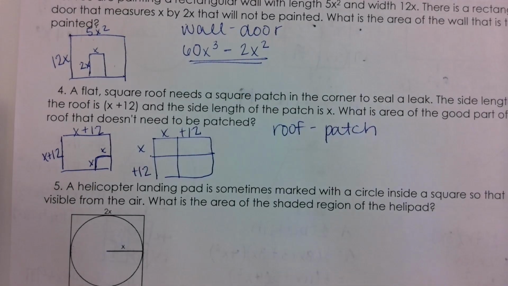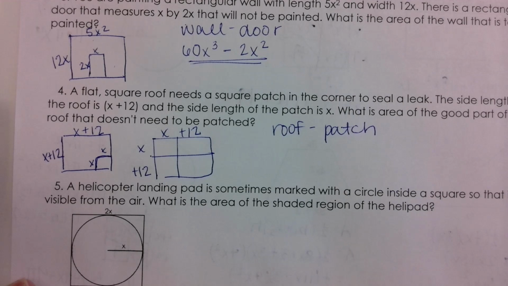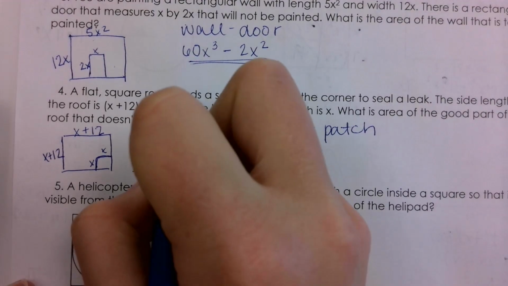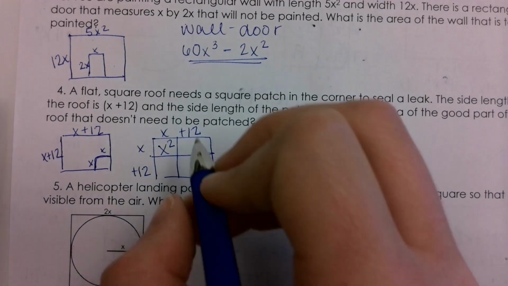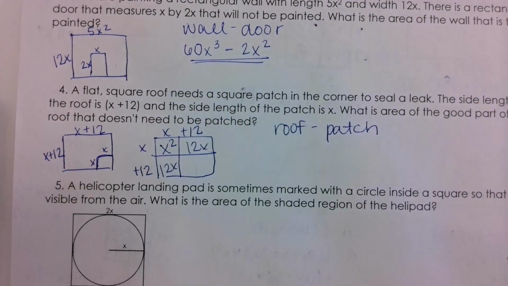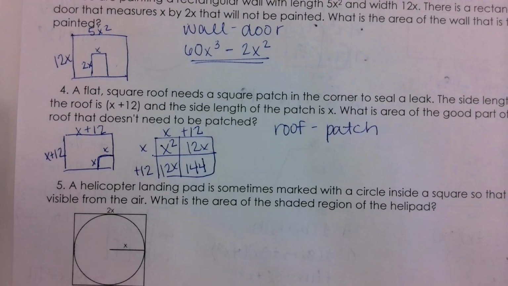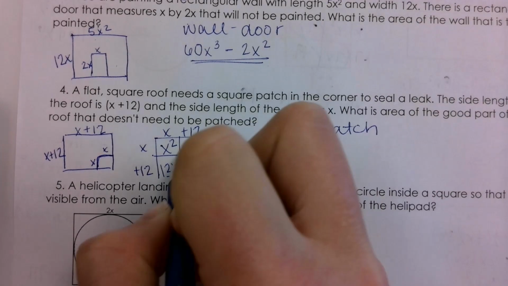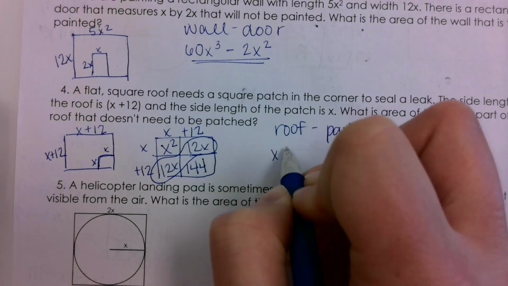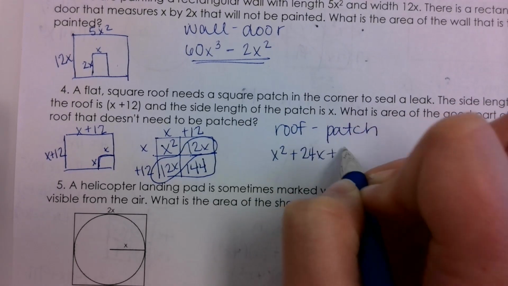Keelan, what's x times x? Just x times x. So it's just x squared. Good. Ethan, what's x times 12? 12x. Then we got x times 12 again, so 12x again. Chloe, what's 12 times 12? Good. 144. What do we do from there? Combine your like terms. So the area of our roof is x squared plus 24x plus 144.